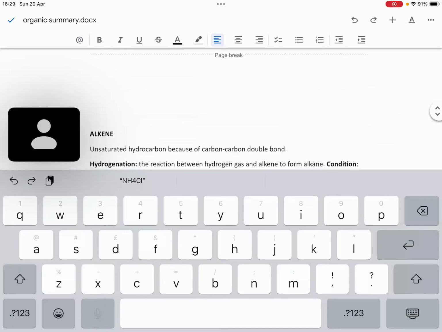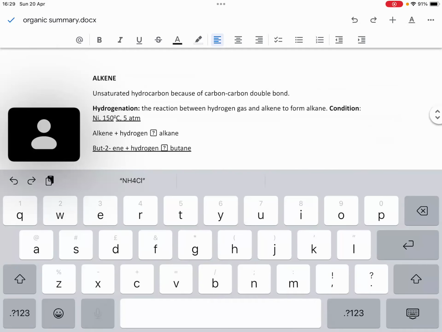Now we're on to the next homologous series, which is alkene. Alkene has the general formula CnH2n, so the number of hydrogen is double the amount of carbon. The functional group is the carbon-carbon double bond. It is considered unsaturated because of the presence of the carbon-carbon double bond. So any molecule which has the presence of a carbon-carbon double bond, we refer to that molecule as unsaturated.